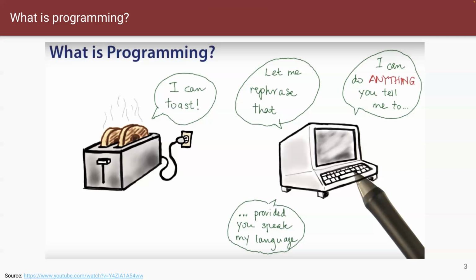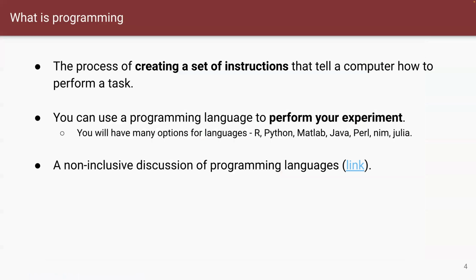So in that case, we also do the programming as well. Programming, as I mentioned, is the process of creating a set of instructions that will tell a computer how to do something, right? You can use many different programming languages, like R, Python, MATLAB, Java, Perl, Nim, Julia, many things, right?